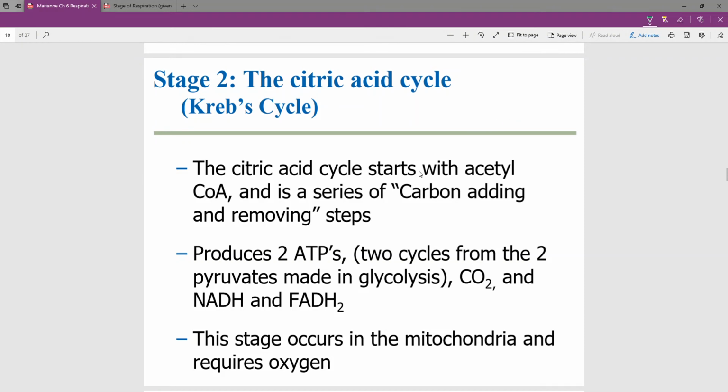So we finished off glycolysis and said there was an in-between step before the next stage. And so we're going to talk about the citric acid cycle next. The citric acid cycle is aptly named because it has citric acid as a molecule in it. It's also called the Krebs cycle, after the scientist who developed an understanding of it.